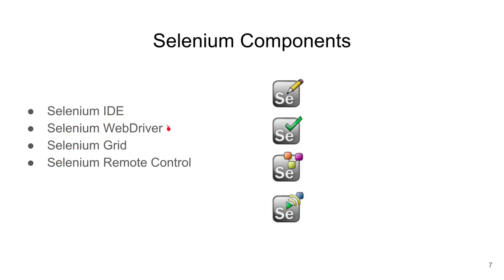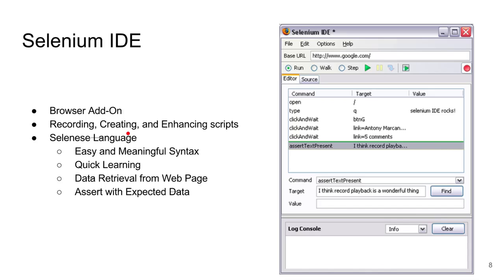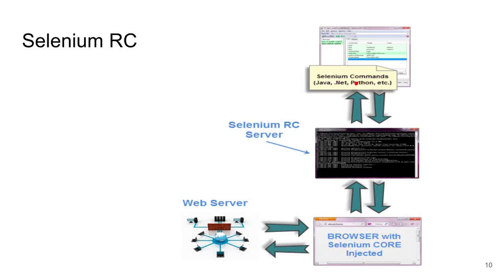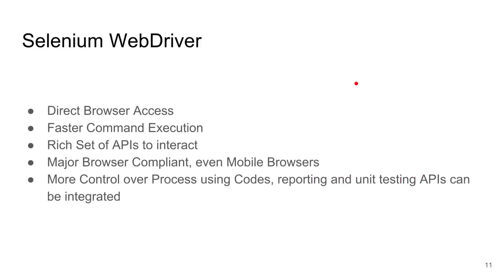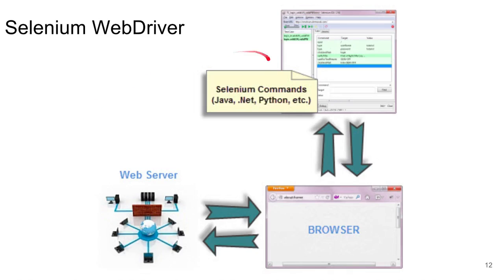The second component is Selenium WebDriver. This is the place where we write the Java code, and that code is executed with the help of Selenium WebDriver. We'll learn how Selenium WebDriver works. If you go to the next slide, this is the Selenium WebDriver. It has direct access to the browser. Whatever code you write is taken directly and run on the browser. If you look at this UI, you'll see the code that you have written in Java, .NET and Python, the Selenium commands. You pass that directly to the browser, and the browser will execute it.